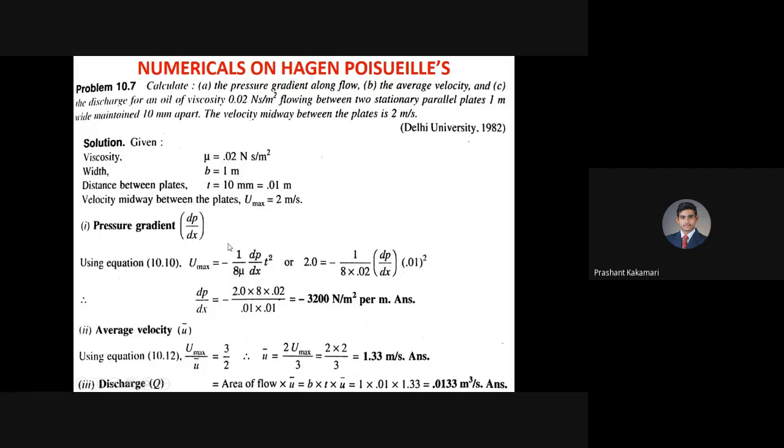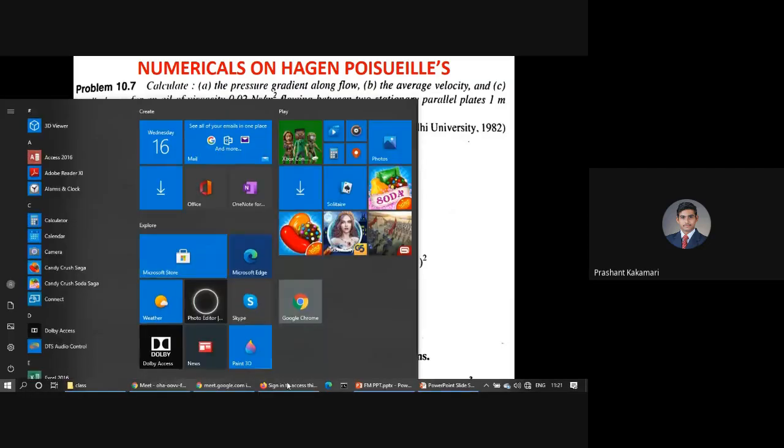So first coming to the pressure gradient, that is dP by dx or P1 minus P2. Once you recall that equation, dP by dx, from the derivation we have dP by dx. I'll close that for 1 minute.